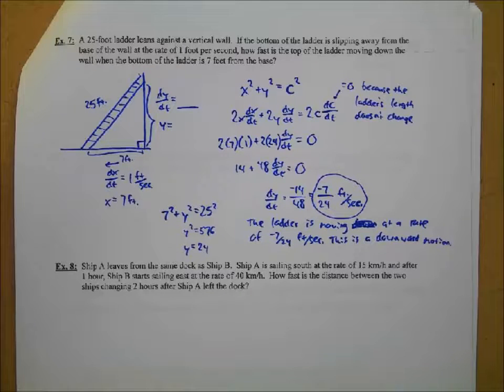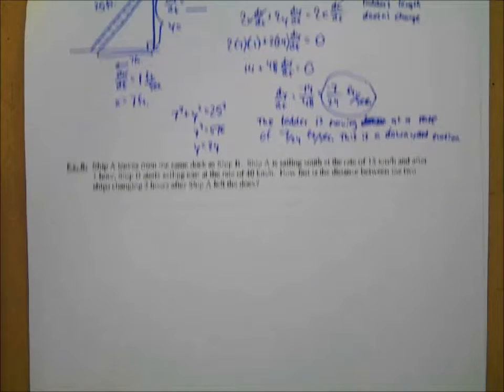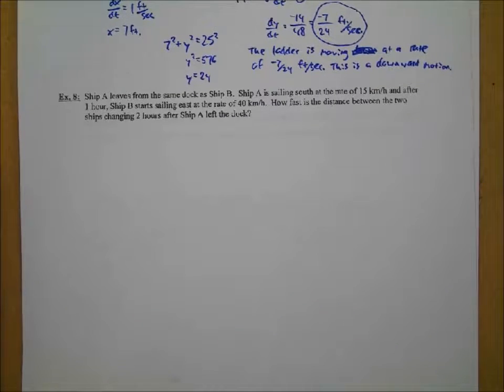Why don't you go ahead then and try number 8, draw a picture for this scenario. Just draw a picture. Just get the picture drawn. So ship A leaves from the same dock as ship B. Ship A is sailing south at the rate of 15 kilometers per hour, and after 1 hour, ship B starts sailing east at the rate of 40 kilometers per hour. How fast is the distance between the two ships changing 2 hours after ship A has left the dock? Go ahead and at least try and draw a picture here of this scenario.